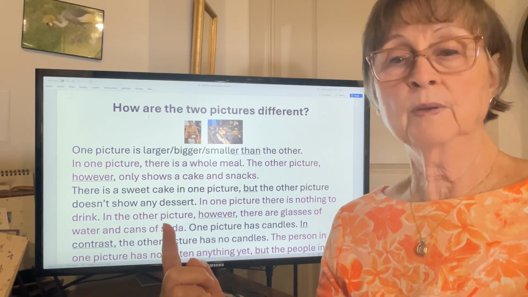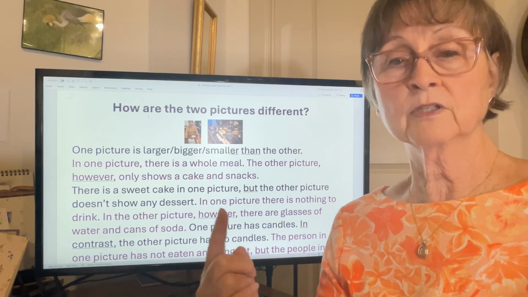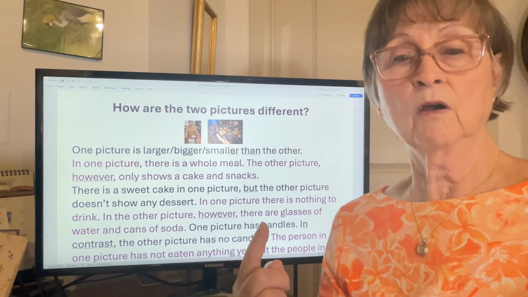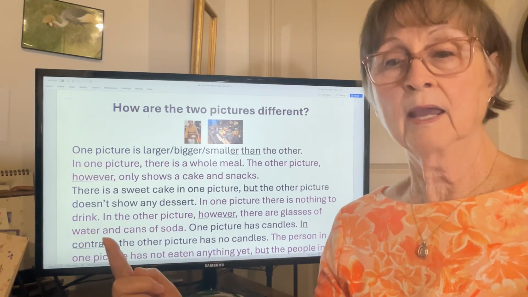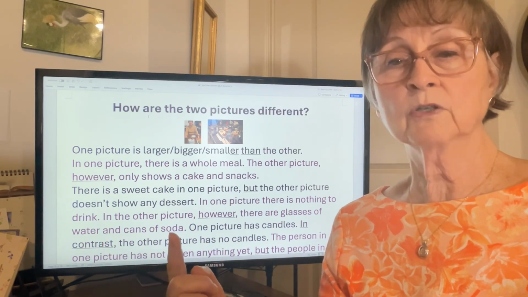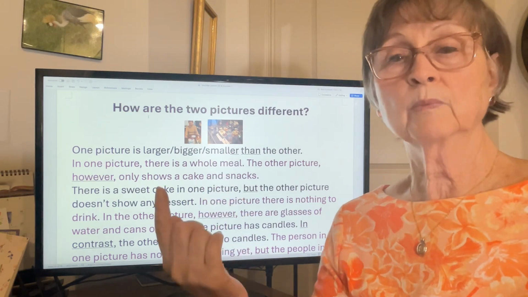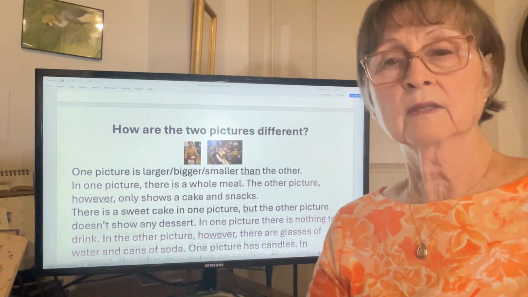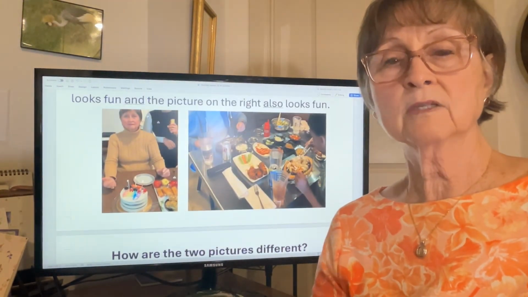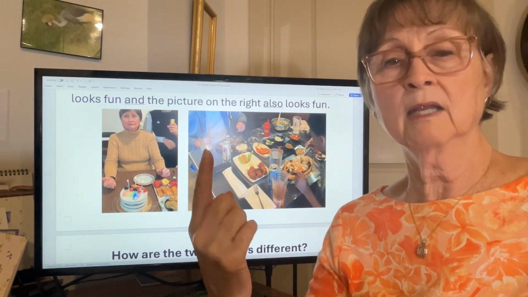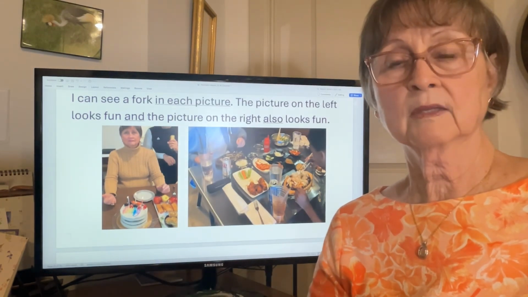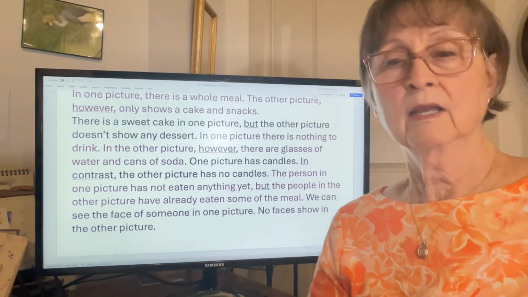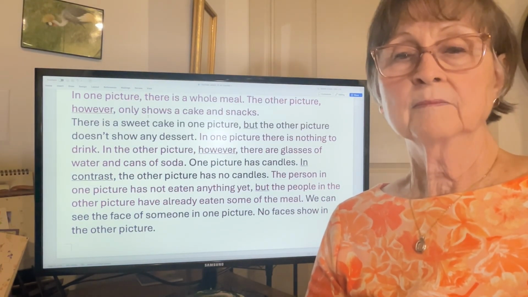In the other picture, however, "however" is in the middle of the sentence, there are glasses of water and cans of soda. In the bigger picture, you can see that. Let's go back. This one has glasses of water and cans of soda. This one has nothing to drink. Oops, let's go this way. Okay.